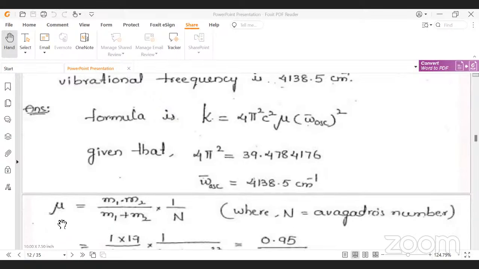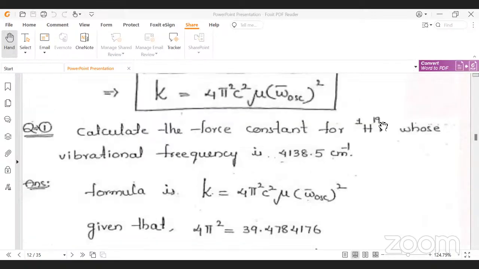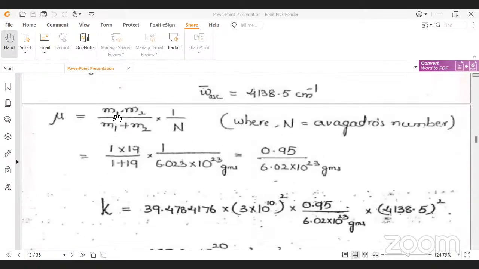What is the reduced mass formula? M1 into M2 by M1 plus M2, into 1 by N, where N is the Avogadro number. What is the mass of hydrogen and the mass of fluorine? The mass of hydrogen is 1 and the mass of fluorine is 19. So it is 1 into 19 by 1 plus 19, into 1 by N. The Avogadro number is 6.023 into 10 to the power of 23, in grams. That is 0.95 by 6.02 into 10 to the power of 23.